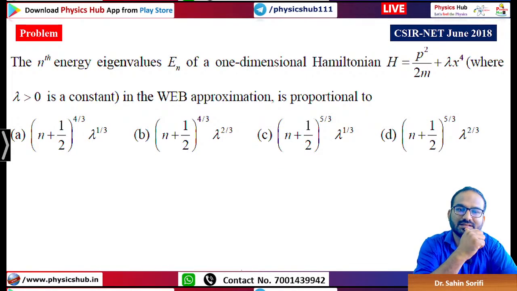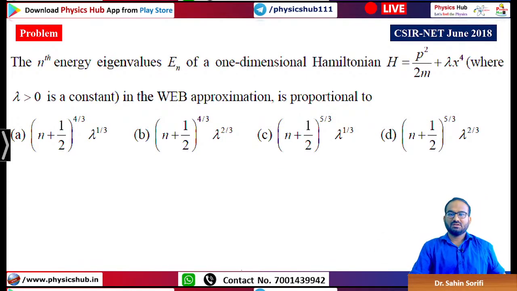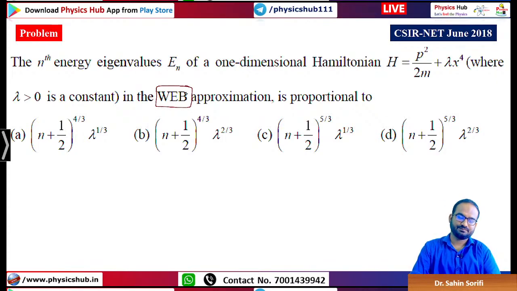The nth energy eigenvalues En of a one-dimensional Hamiltonian H equals p square by 2m plus lambda x to the power 4, where lambda is a constant, in the WKB approximation is proportional to. Sometimes the WKB approximation is also known as WEB. Will you give it a try?